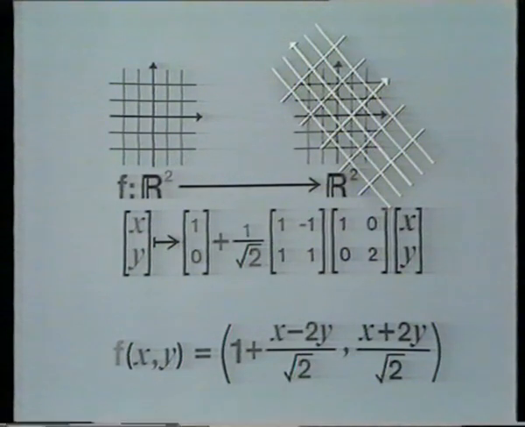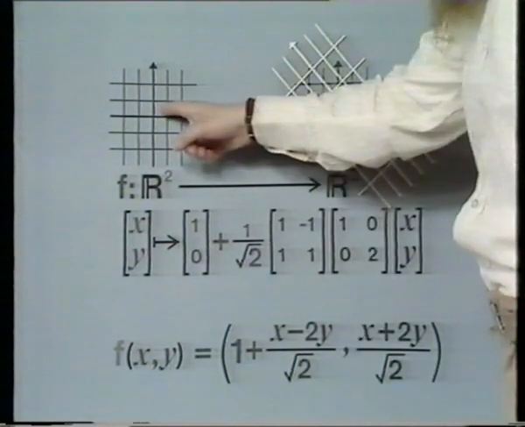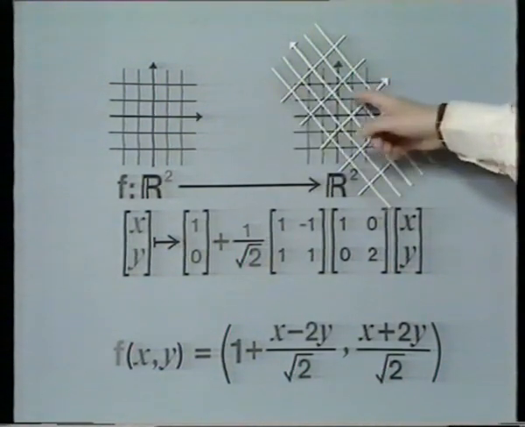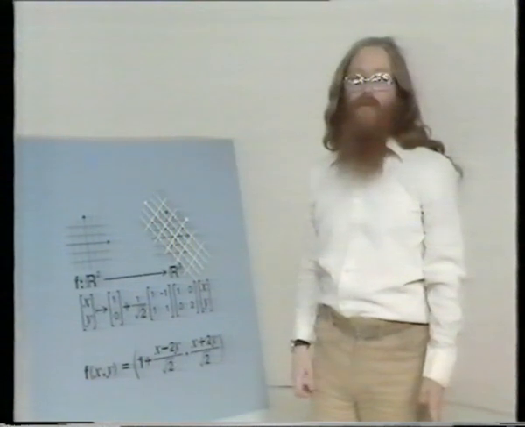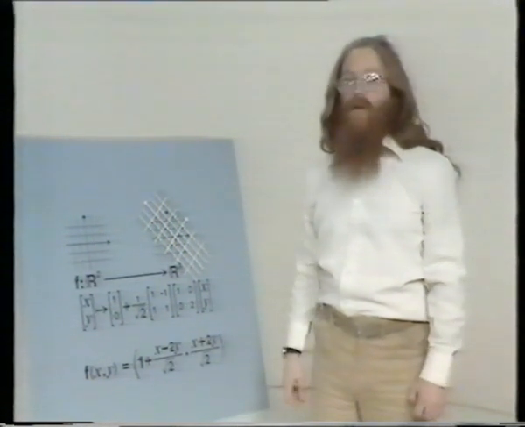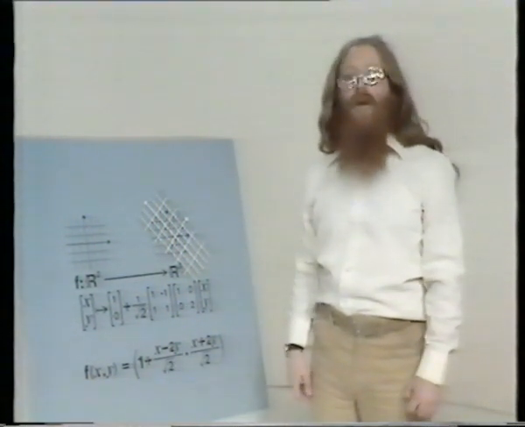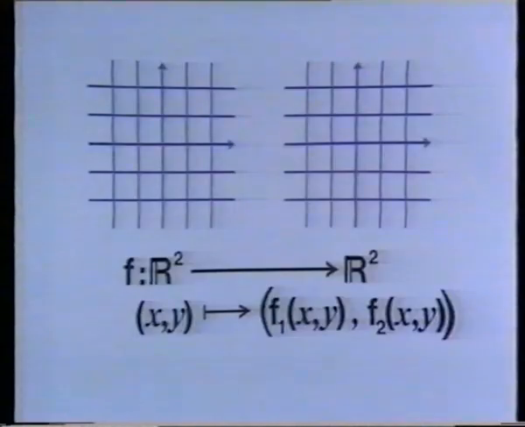Well, this gives us a very good representation of the function, because we can find the images of intermediate points by looking at the intermediate points on the image grid. Well, that was an affine transformation, and it mapped straight lines to straight lines. But not all functions from R2 to R2 do that.